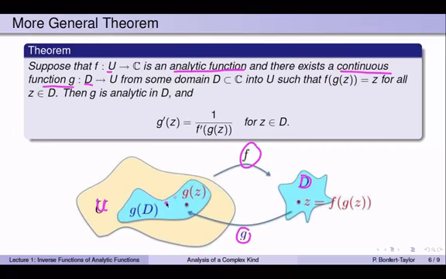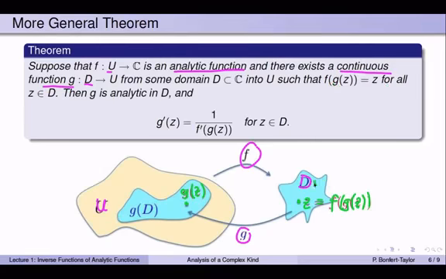So here I drew g of D. Such that if I start with a point z over here, follow it with g to g of z, and then apply the f that was defined on all of U, so in particular at this point, I end up where I started, f of g of z. So f is sort of an inverse of g. f of g of z, they undo each other. f of g of z is equal to z.